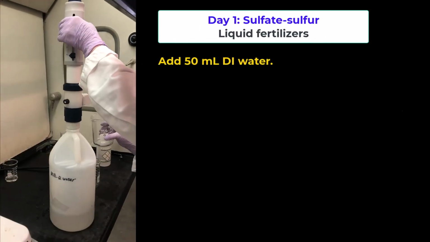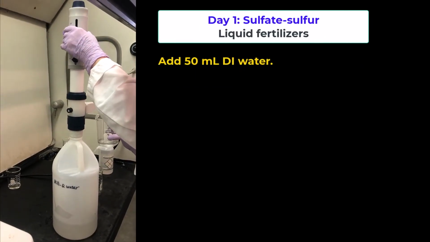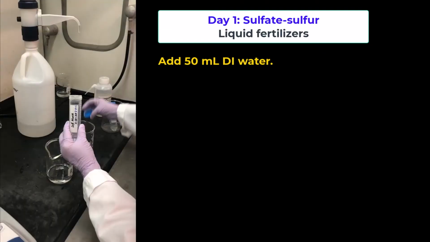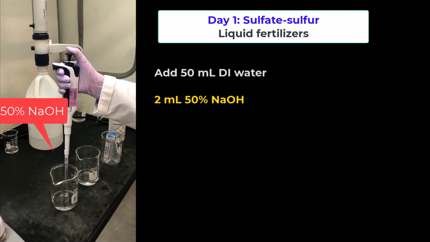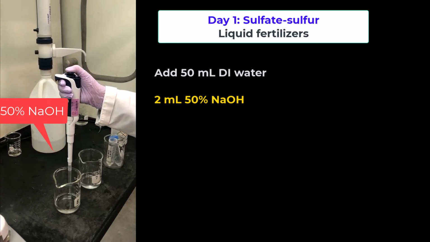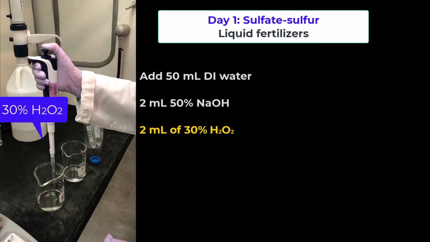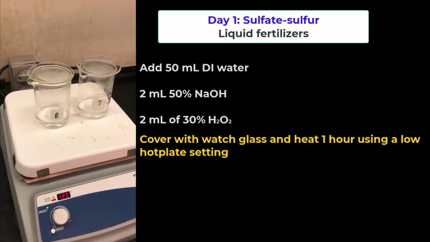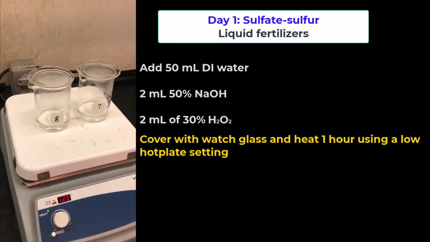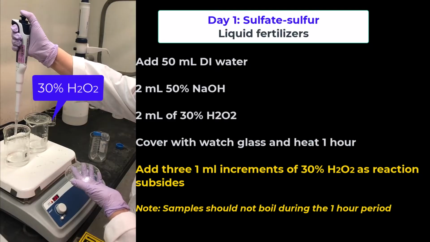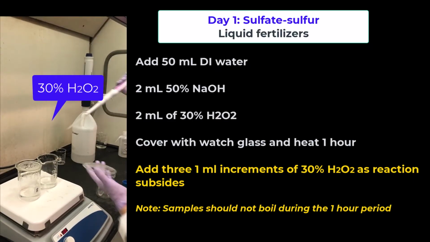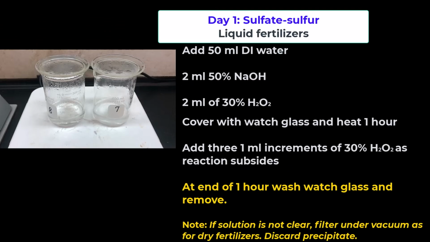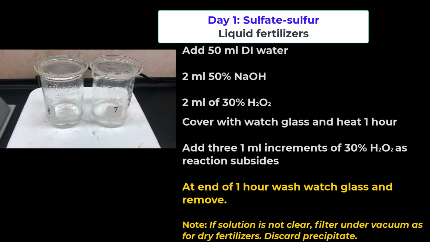For liquid fertilizers, add 50 ml DI water, 2 ml 50% sodium hydroxide, 2 ml 30% hydrogen peroxide. Cover with watch glass and heat 1 hour. Add 3 1 ml increments of 30% hydrogen peroxide as reaction subsides. At the end of 1 hour, wash watch glass and remove.